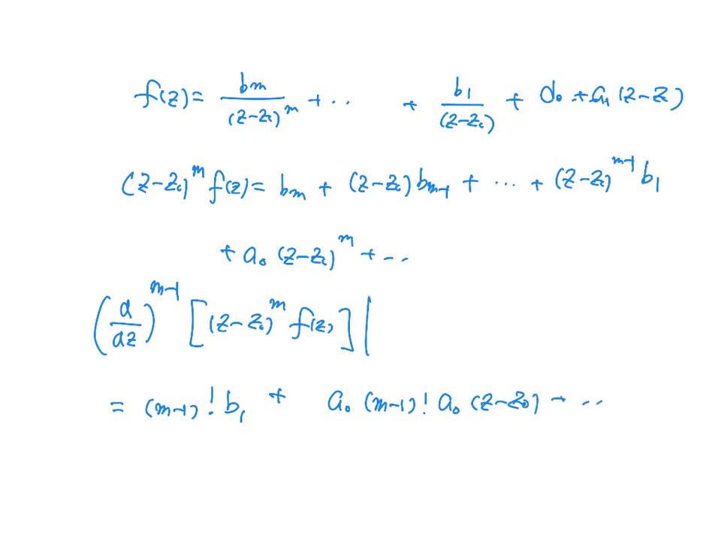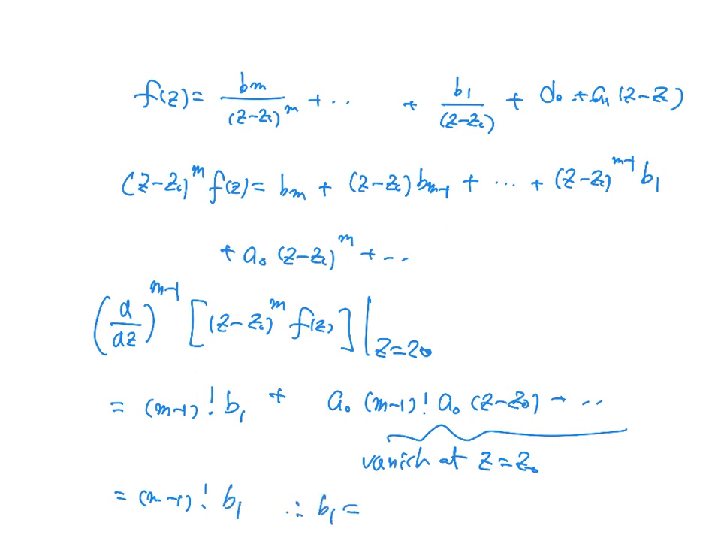So if we set z equal to z0, what happens? These terms all go to 0, right? So that goes to 0. So we get (m minus 1) factorial B1. So B1 is actually 1 over (m minus 1) factorial times the (m minus 1)th derivative of (z minus z0) to the m times f(z), and you put z equal to z naught.